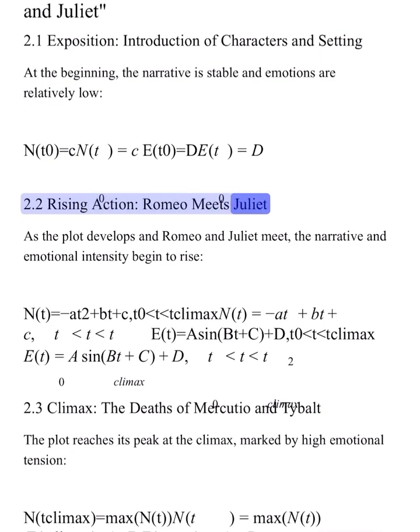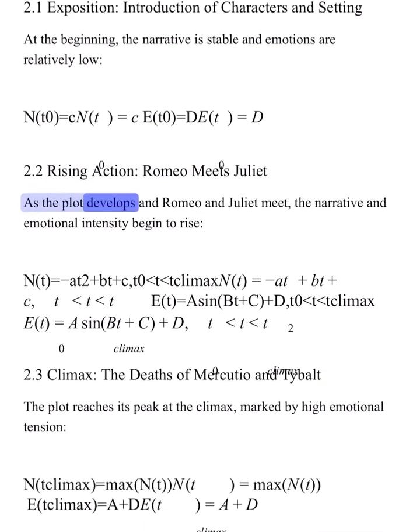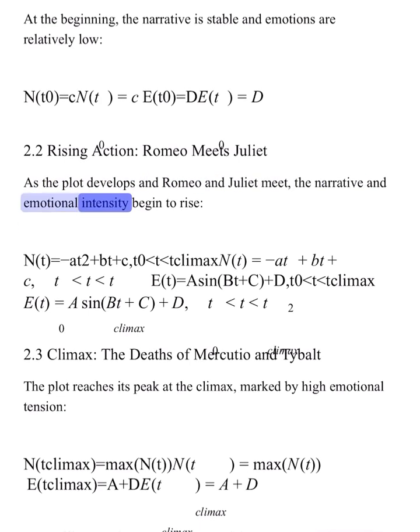2.2 Rising action: Romeo meets Juliet. As the plot develops and Romeo and Juliet meet, the narrative and emotional intensity begin to rise. N(t) = at^2 + bt + c for 0 < t < t_climax. E(t) = A sin(Bt + C) + D for 0 < t < t_climax.